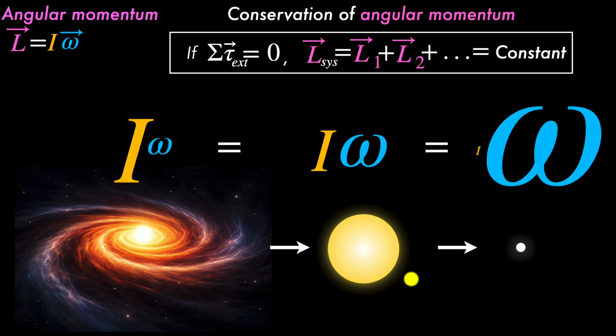Just to give you some feeling for numbers, stars usually finish one rotation in a few days, but these neutron stars will rotate tens or even hundreds of times per second. So now you can see why. It's all because of conservation of angular momentum.